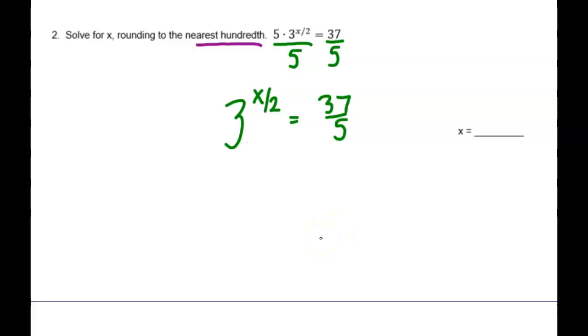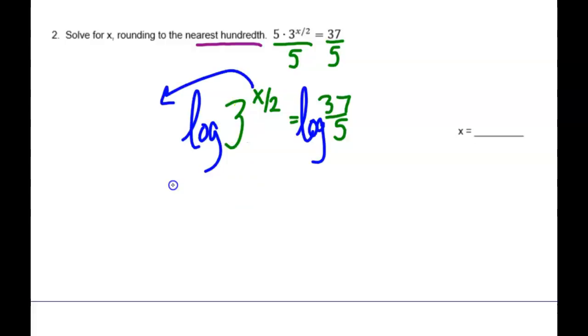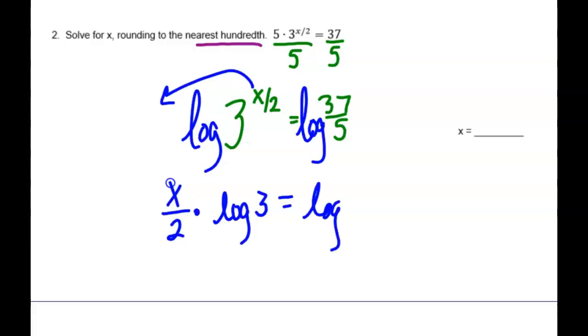So I need to take the log of both sides. Is there a particular kind I need to do here? No, it's not base e anywhere, right? There's no e's. So you can do any kind you want, either log or ln. That will bring this exponent in front. So I have an x over 2 times the log of 3 equals a log of 37 over 5. Now what?